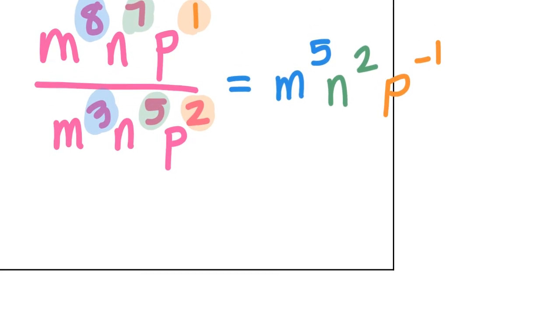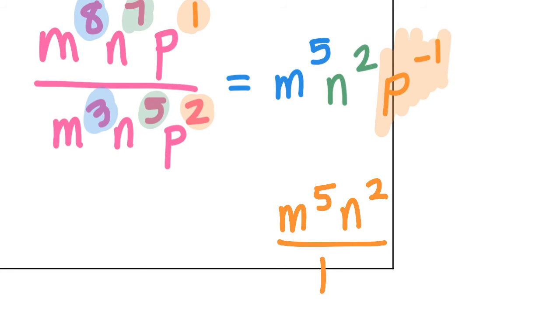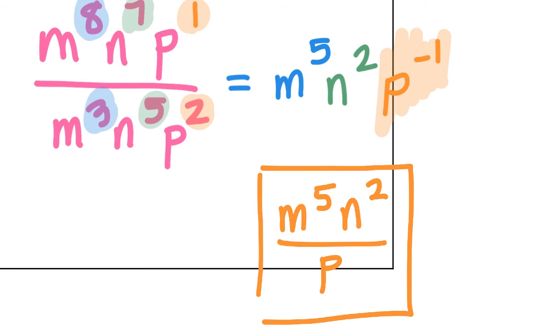So there's my answer there, but I have the problem of having a negative exponent. Anytime you have a negative exponent, it needs to move down to the denominator. So I can rewrite this as m to the 5th, n to the 2nd, over p to the 1 power, but we don't need that 1, so I'm just going to leave it as p. And that is our final answer.